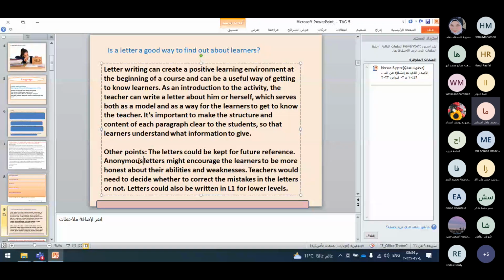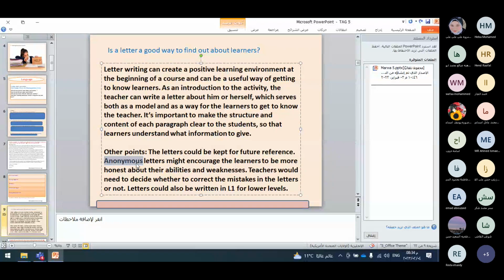Can you see the slide, my dear colleague? Yes. This is the one I'm highlighting now, anonymous letters. It's here in the passage. Wonderful. Thank you so much, you're doing a great job.